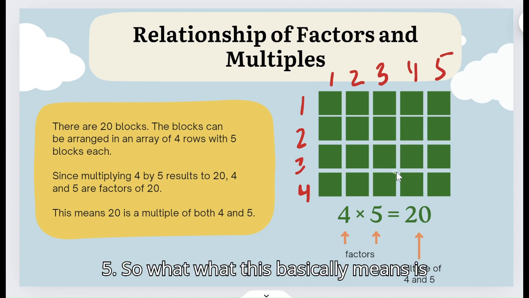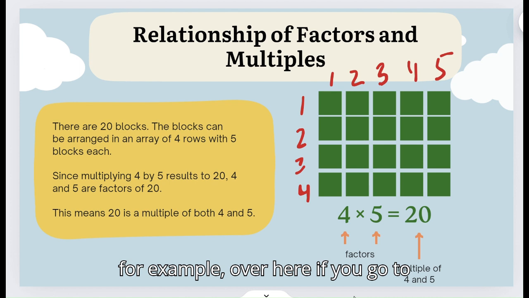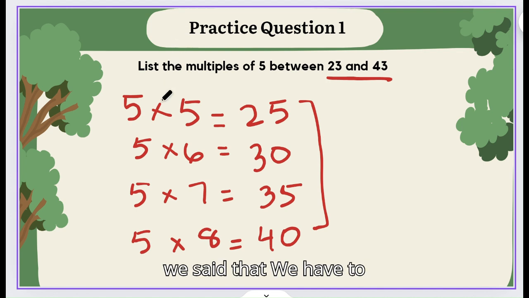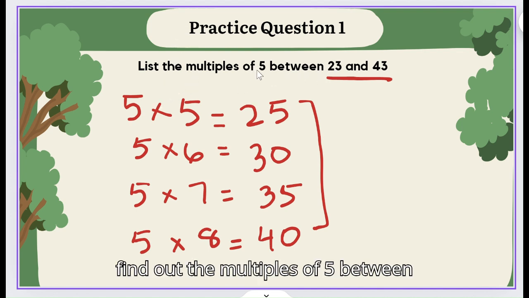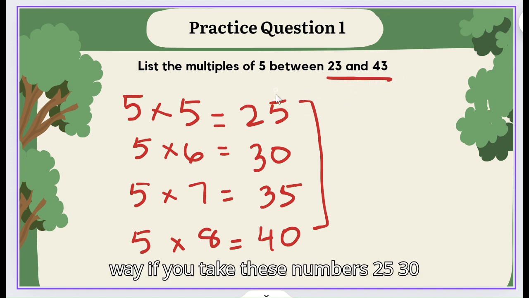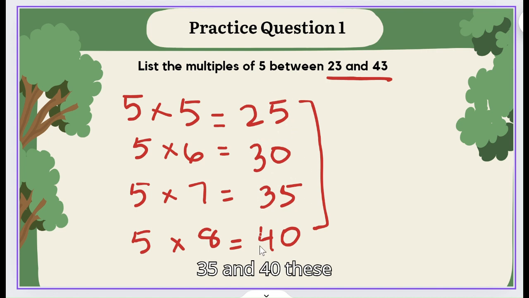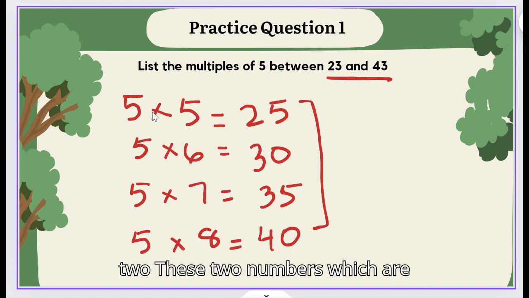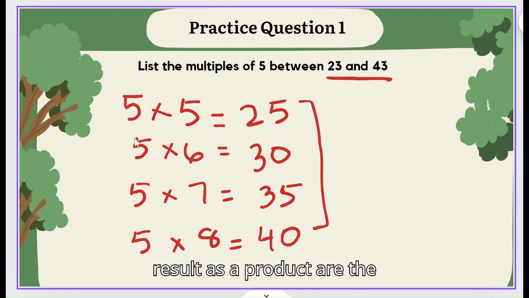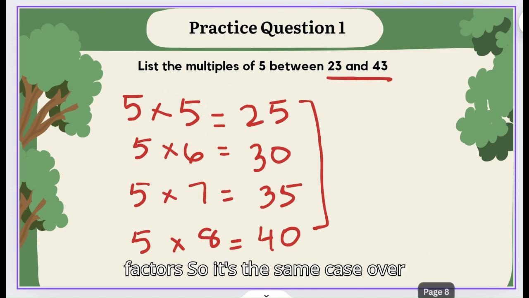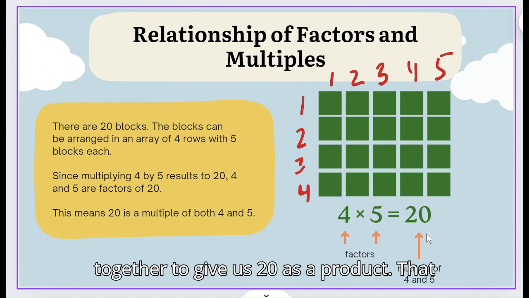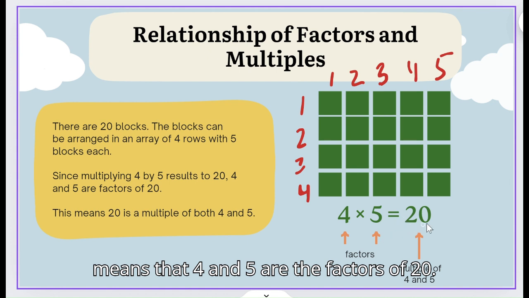So what this basically means is that when you have two different numbers, for example, over here, if you go to multiples, remember we said that we have to find out the multiples of 5 between 23 and 43. In the same way, if you take these numbers 25, 30, 35, and 40, the two numbers which are multiplying together to give this as a result, as a product, are the factors. So in the same case over here, 4 and 5 are multiplying together to give us 20 as a product. That means that 4 and 5 are the factors of 20.